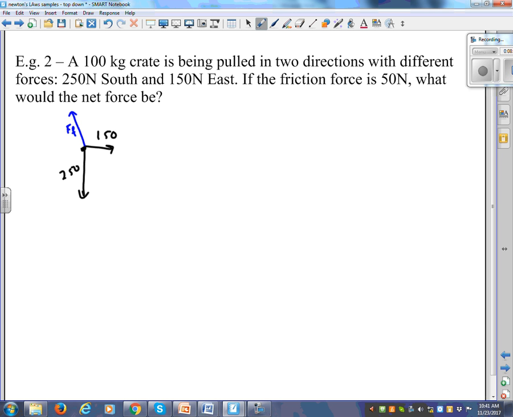Not yet. So how am I going to solve this? How do I add those two together? How do I add the 250 and the 150 together? You've got to draw a resultant. Yeah, exactly. 250, 150. We'll call this one F1, we'll call this one F2, and we'll call this one FA.